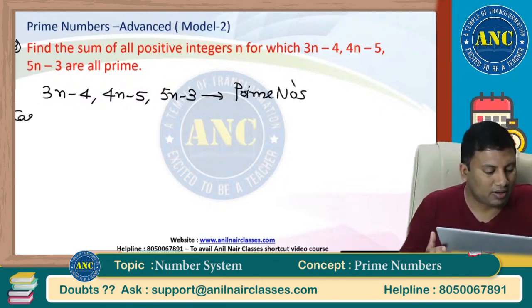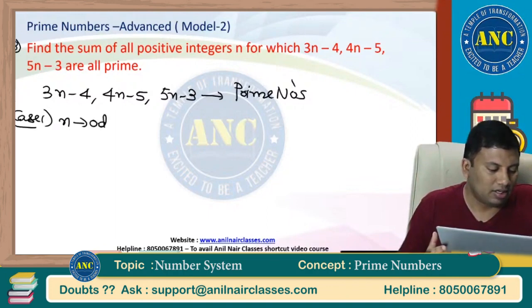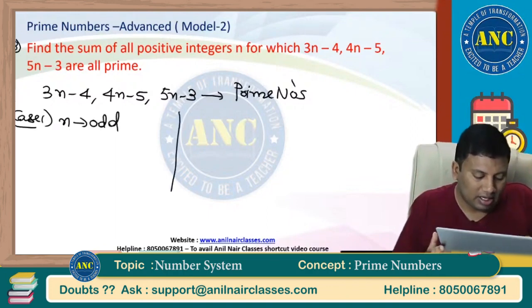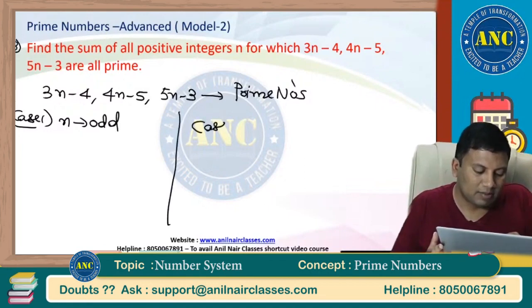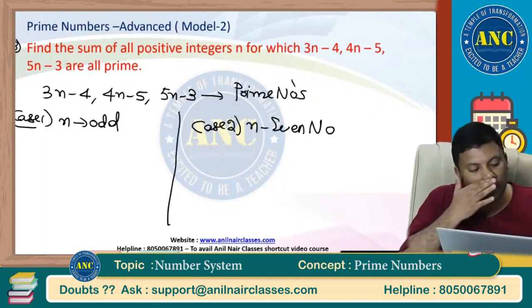Case number 1: n is an odd number. Case number 2: n is an even number. n can be an odd number, n can be an even number.